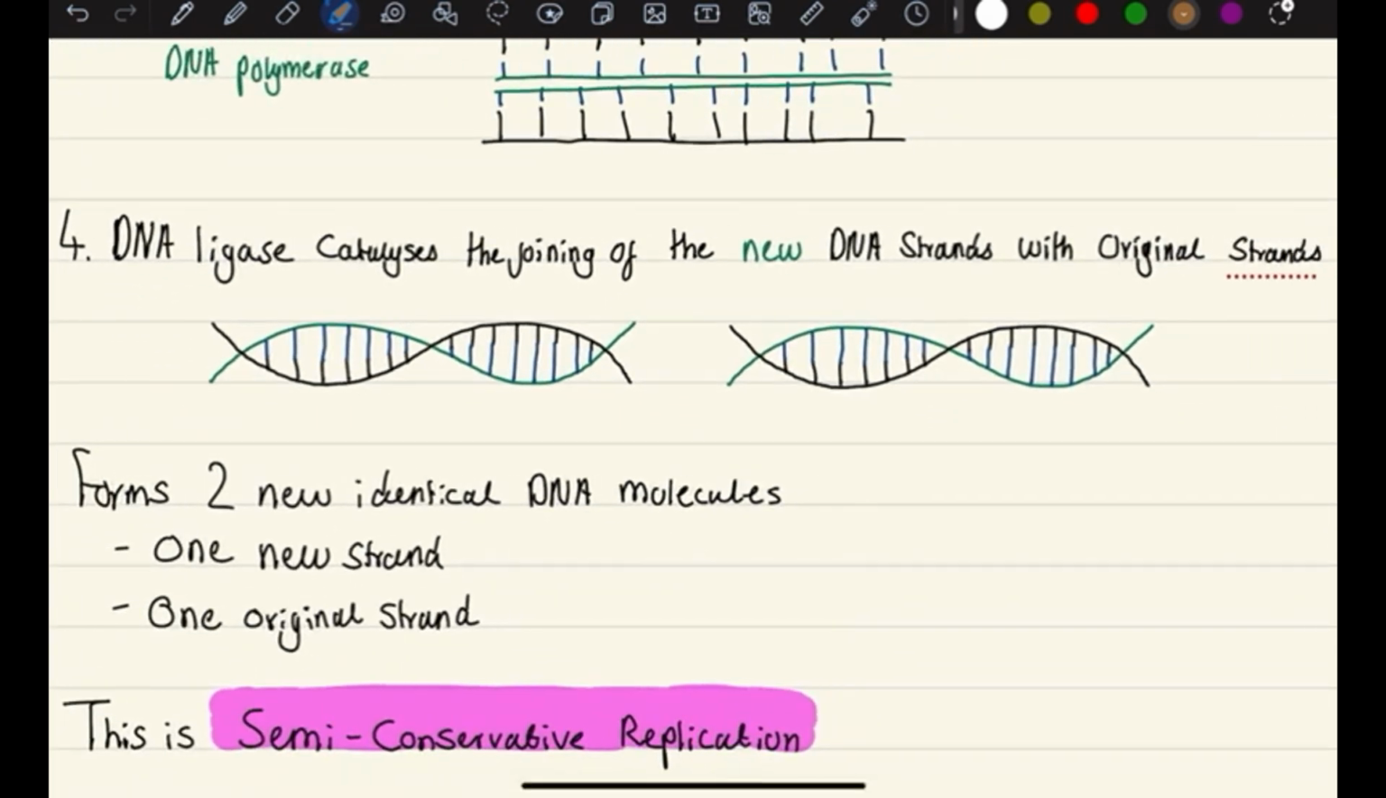Now, what we'll call this is semi-conservative replication. And that's going to lead on to our next slide. But semi-conservative replication is the method by which they do DNA replication because you get 1 new strand and 1 original strand. Let's go and see some other theories about DNA replication.